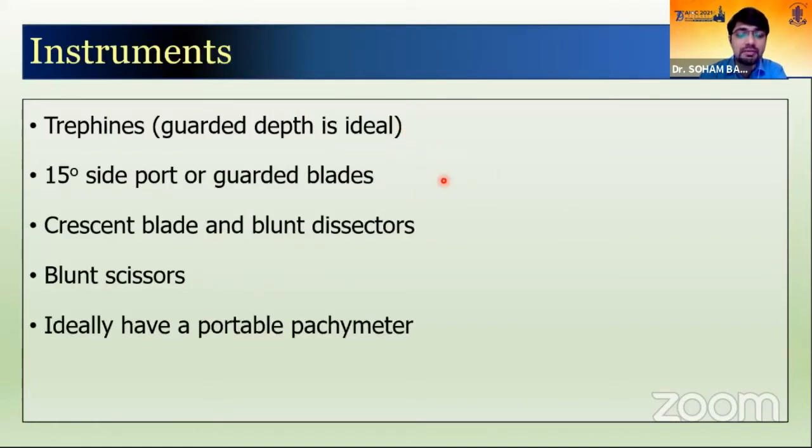Instruments, few instruments that you need specifically are these guarded depth trephines from Madhu instruments. And also if you have access to a Barron-Hessburg trephine, nothing like that. Similarly with guarded blades, you can have fixed guarded blades or you can use the various diamond blades with variable depth adjustments for making the incision. Otherwise, you need a set of good blunt scissors and blunt dissectors and maybe have a portable pachymeter in the OT.